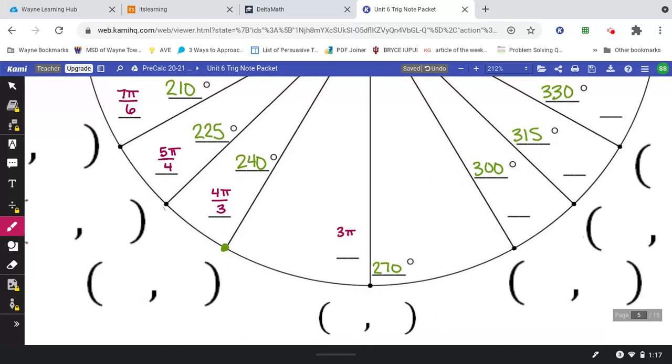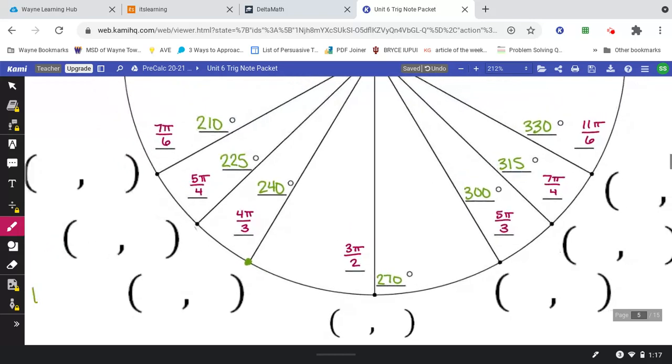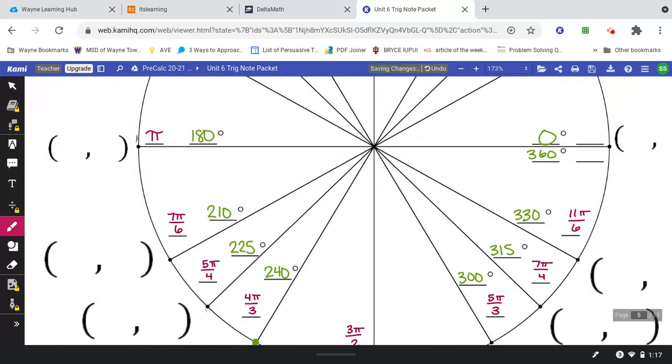This one would be 3 pi over 2. 300 degrees is 5 pi over 3. 315, 7 pi over 4. And 330, 11 pi over 6. All the way around to the beginning, finishes up with 2 pi. And of course, the very start, which we probably should have done at the very beginning, would have been 0. So 0 degrees corresponds to 0 radians.